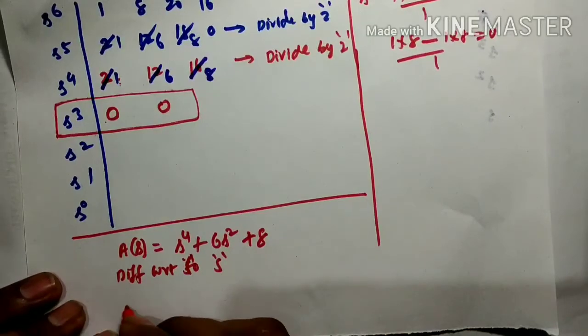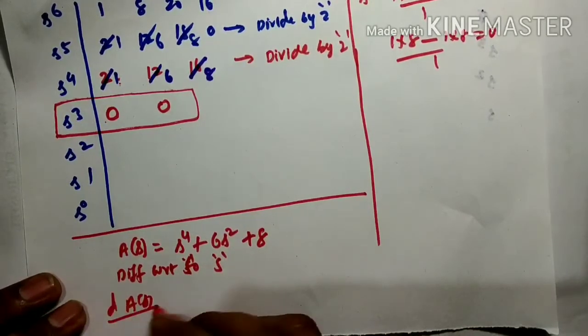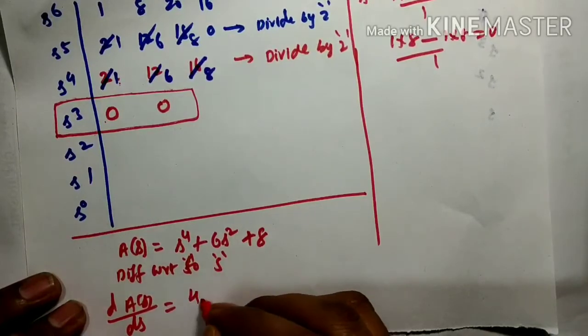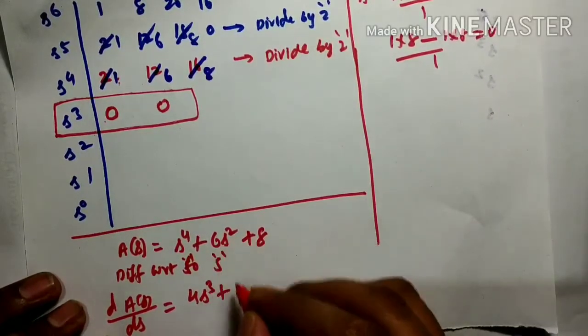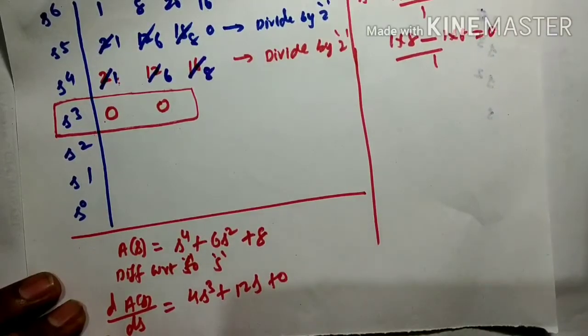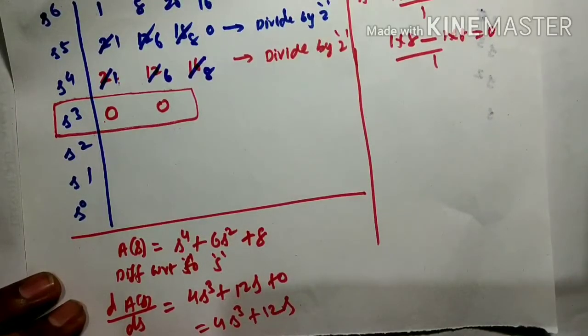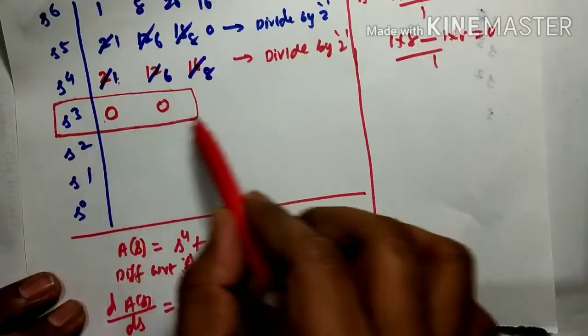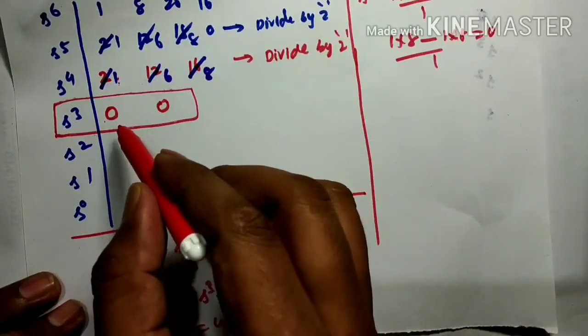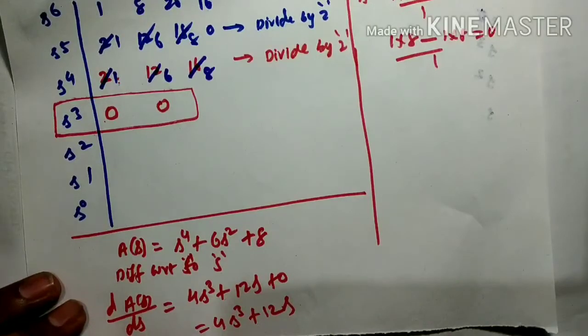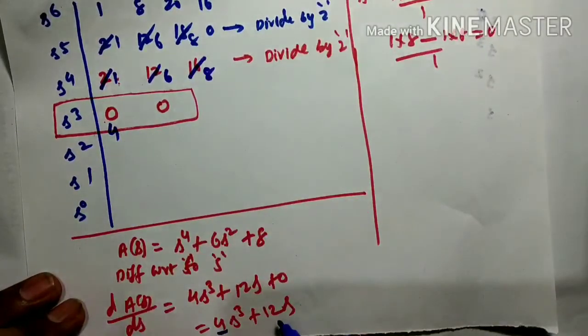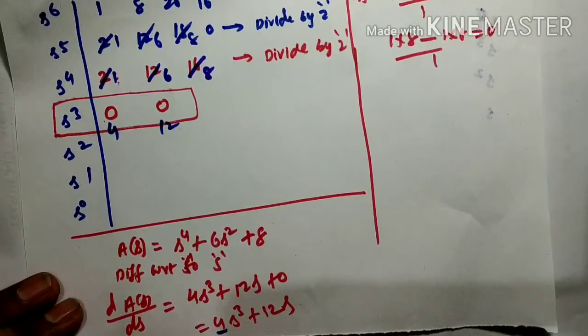When you differentiate with respect to s, what do you get? dA by ds gives 4s cube plus 12s, and the constant becomes 0. So you got 4s cube plus 12s. Then you have to continue this. In this place, instead of 0, what is the s cubed coefficient in this row? It is 4, and here 12 I am going to put.